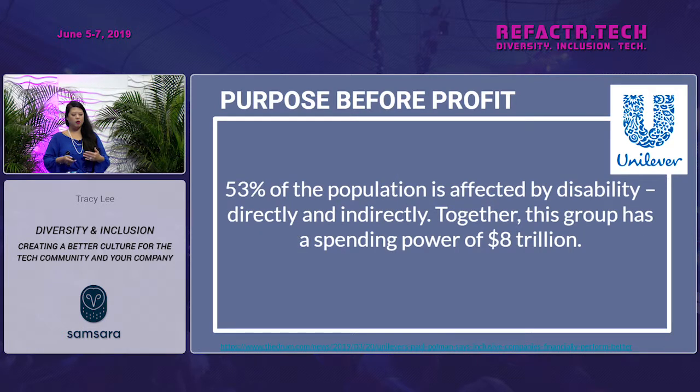So one thing that Unilever focuses on is disability, right? And if you look at disability, over half the population is affected by disability, directly or indirectly. And that is a spending power of $8 trillion. That is so much money. This is why having a diverse team matters, because you really need to have people on your team that understand these types of things, that are able to focus not just on the typical profile.